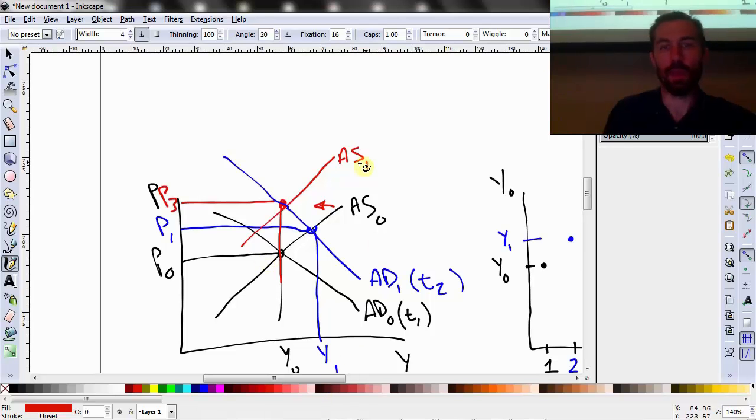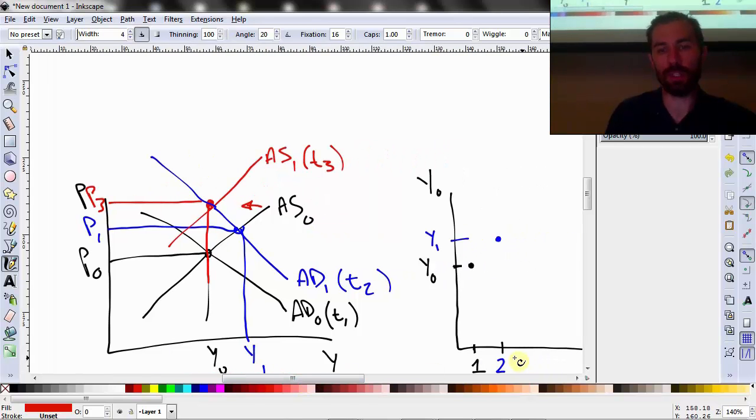Okay? So with an adjustment, once we move to the next period, after T2 we get to T3, and at T3 laborers have adjusted their wage demands, increased their nominal wage demands so that their real wages return to the initial level, and we're back at Y0. So at T3 we are back at Y0.